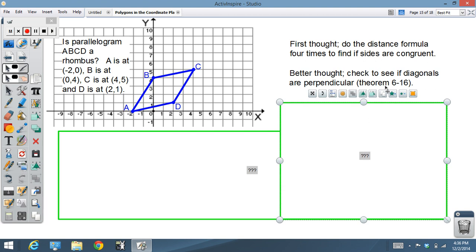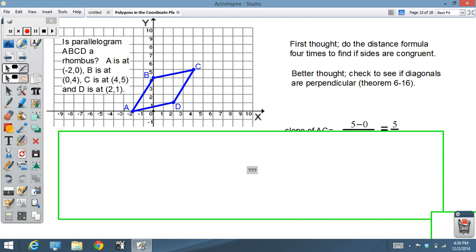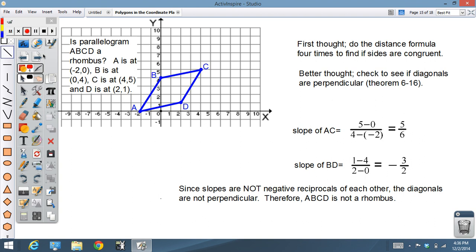But I'd rather not do the distance formula 4 times. So I'm going to remember theorem 616, which says that for a rhombus, the diagonals have to be perpendicular, right? And that's going to be a whole lot easier to figure out than using the distance formula 4 times. So I'm going to take the 2 diagonals, and let's just mark them in here.